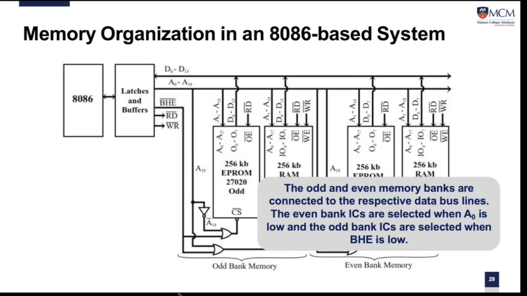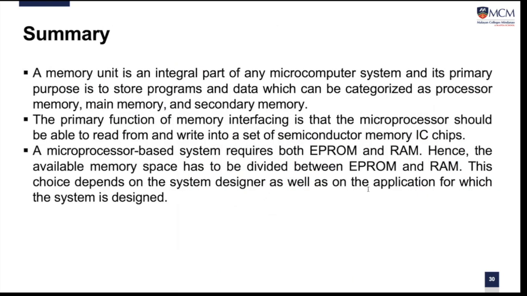But I hope you can find some more information about the memory interfacing of the 8086 microprocessor. In summary of our lecture today, a memory unit is an integral part of any microcomputer system, and its primary purpose is to store programs and data, which can be categorized as processor memory, main memory, and secondary memory. The primary function of memory interfacing is that the microprocessor should be able to read from and write into a set of semiconductor memory chips.